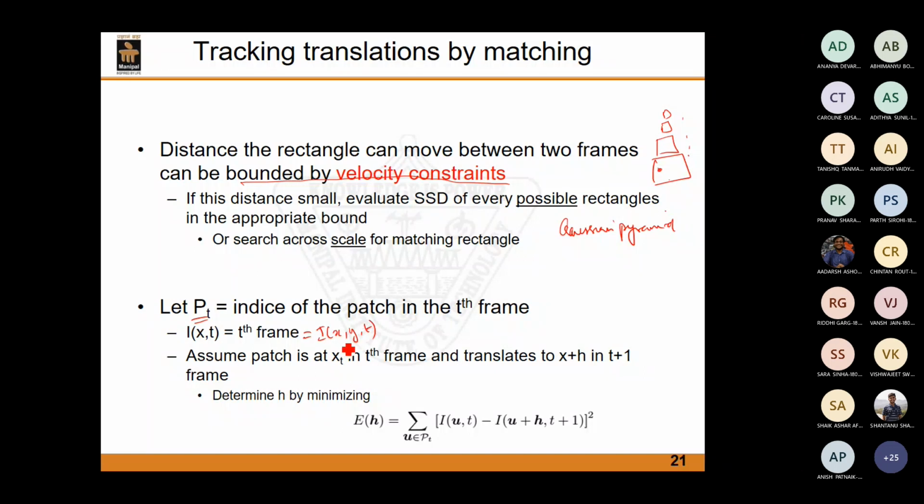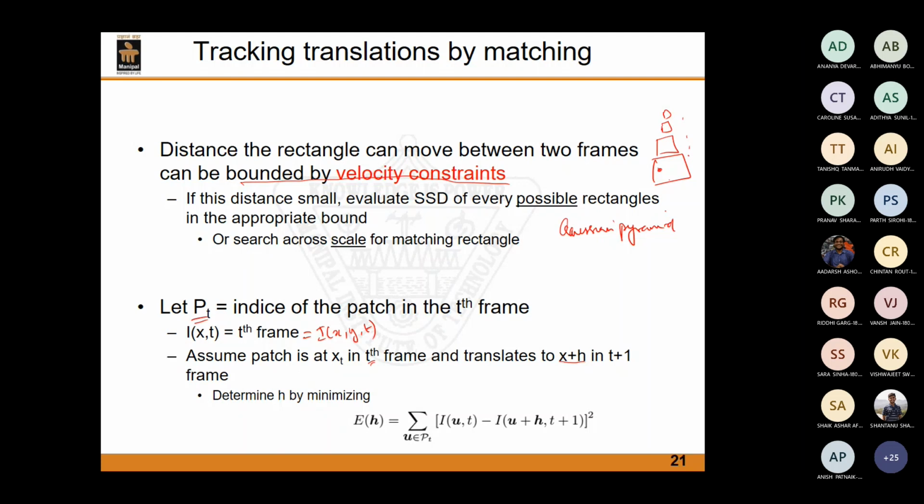Just to make it clearer, I(x, y) is the image and t is the corresponding t-th frame. Now, what we are assuming here is that the patch is at a location x_t in the t-th frame. After a translation operation, or translational transformation, it has moved from x_t to another location, which is x plus h. You have the t-th frame, and the next frame that we are considering is the (t+1)-th frame.